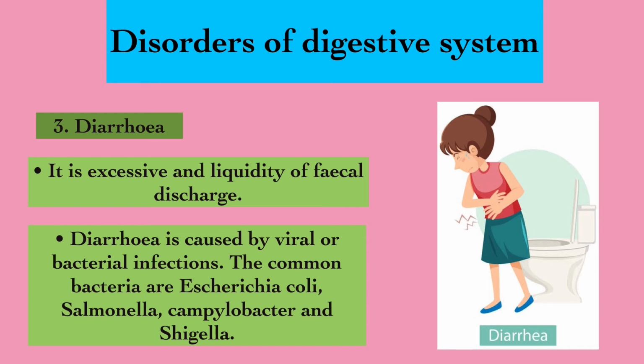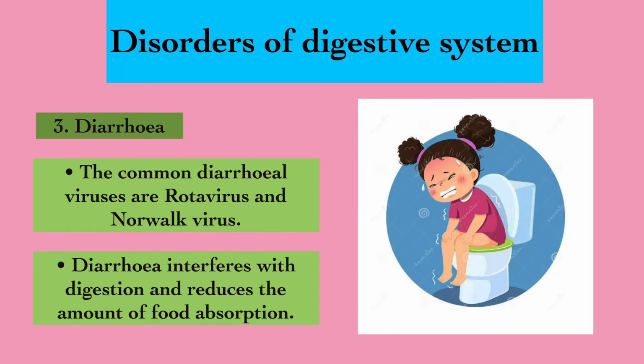The most common bacteria are Escherichia coli, Salmonella, Campylobacter and Shigella. Now these are also MCQ questions which are asked in competitive exams, especially NEET. Which are the bacteria which cause diarrhea? The names are Escherichia coli, Salmonella, Campylobacter and Shigella. The common diarrheal viruses are rotavirus and Norwalk virus. These are the viruses which are responsible for causing diarrhea in humans.